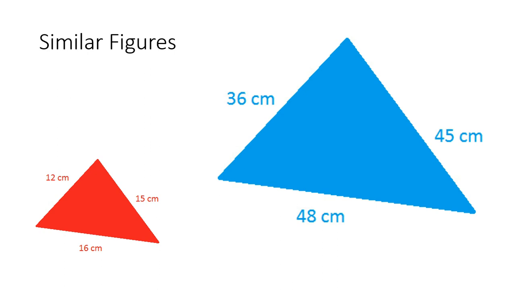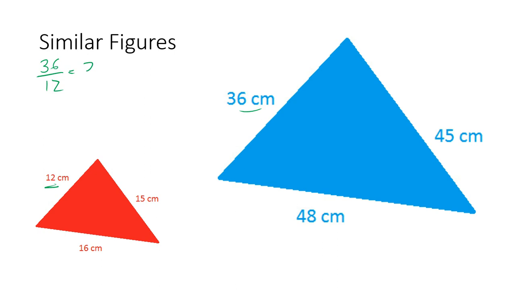Now, similar figures are figures that look identical, but their sizes are proportionally different. As you see, the angles of these triangles are identical, and the only thing different between them is that one is larger than the other. To see if two figures are similar or not, you have to take some ratios. You'll take the shortest side of both triangles and divide them. I'm going to go larger over smaller.